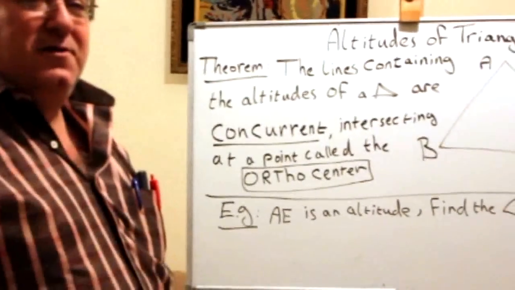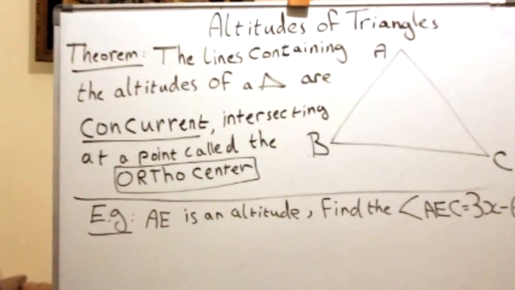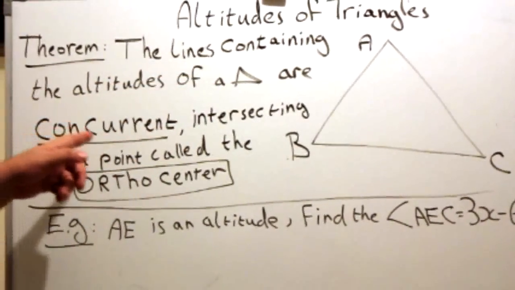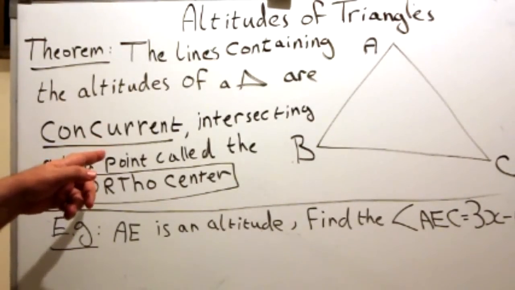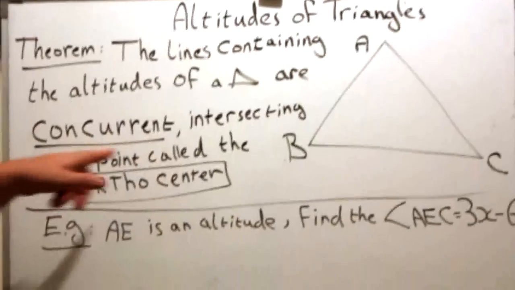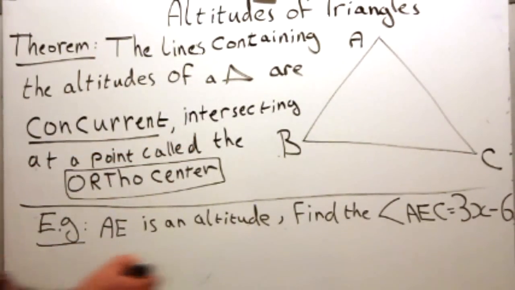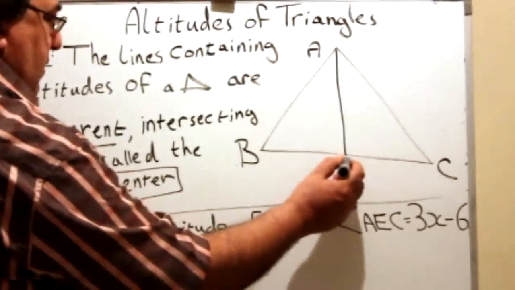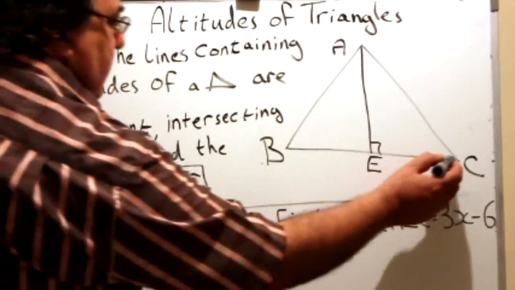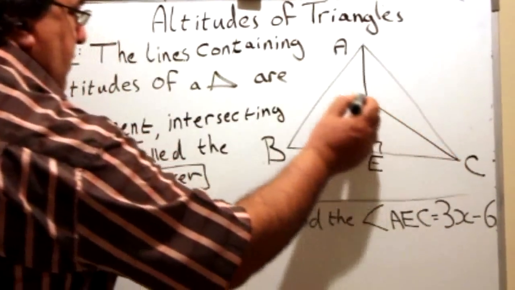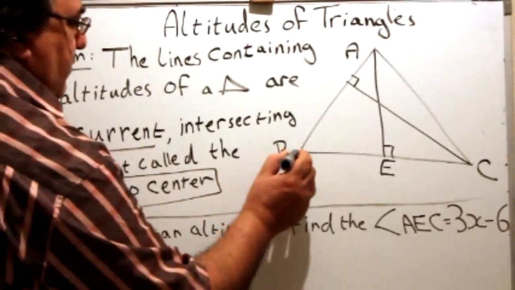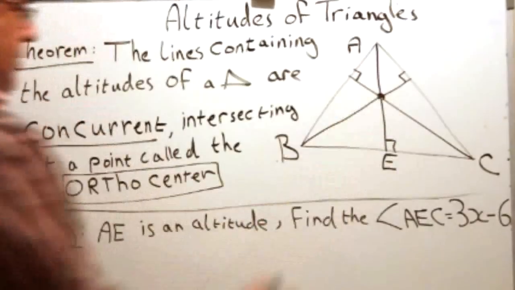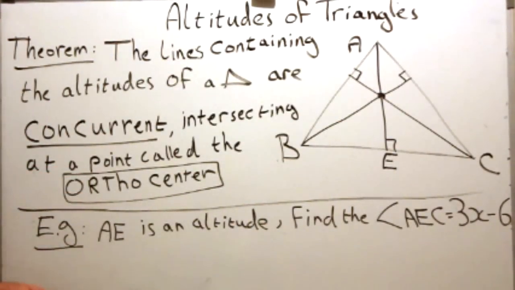Hi again. Now the only theorem about the altitudes of triangles is that the lines containing the altitudes of a triangle are concurrent. Concurrent, you remember, means they intersect at one point, intersecting at a point called the orthocenter. So if I have from A the altitude, which is like this, AE, perpendicular, and that one is also perpendicular here, that's how we compare them passing through one point. This point we call the orthocenter.